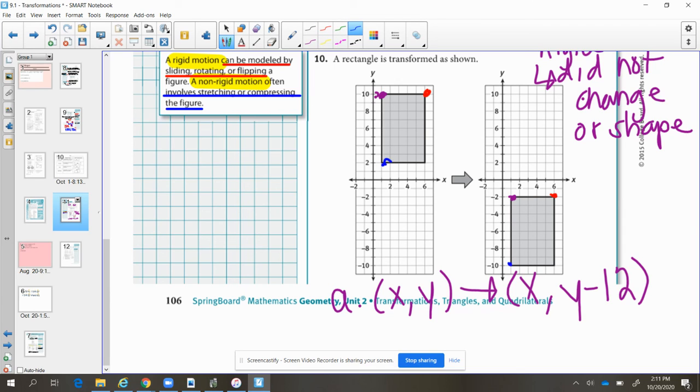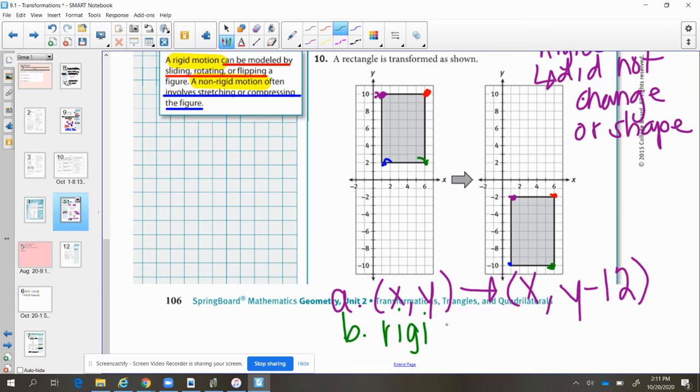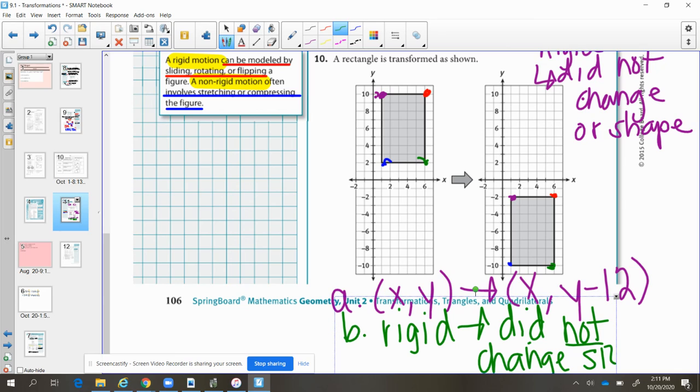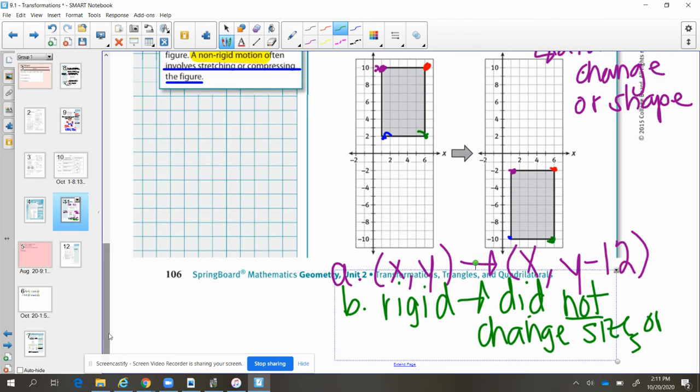So here to here, we did not change our X values at all. So that's where these moved down. And again, this transformation would be rigid because we did not change size or shape.